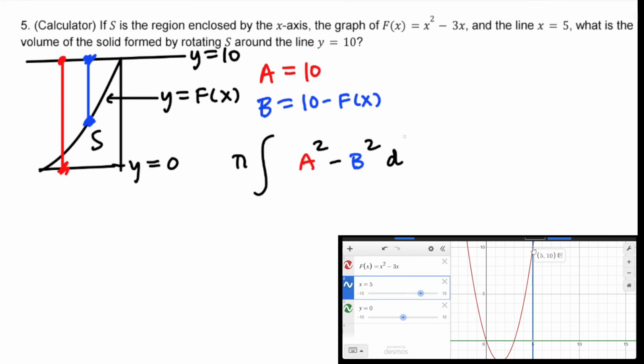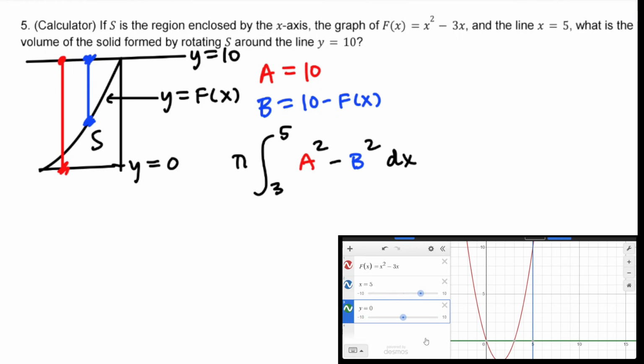Okay, these radiuses are moving side to side, so we will integrate with respect to x. We're rotating on a horizontal axis like the x-axis. Okay, and we're going to let x go from, we've got the ability to find that out, 3 to 5.